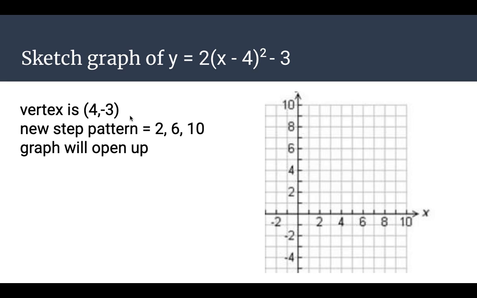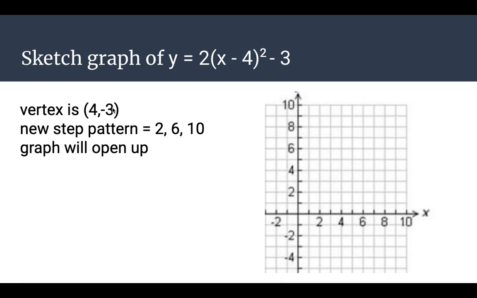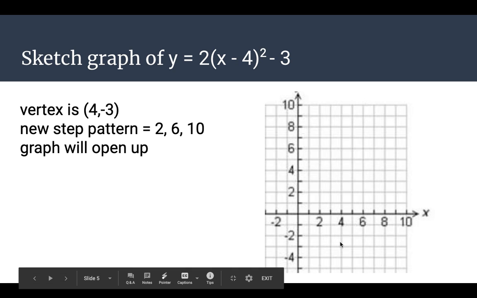So I've written down the important information that we need. So we need to know where the vertex is, and we need to know what the step pattern is. And I put graph will open up just so we know which way the step pattern goes, if it goes up or down. So the first thing we're going to do is plot our vertex. So at 4 and negative 3, remember the first number is always your x value and your second number is always your y. And remember, x is horizontal and y is vertical. So 4 and negative 3, we're going to put a dot there.